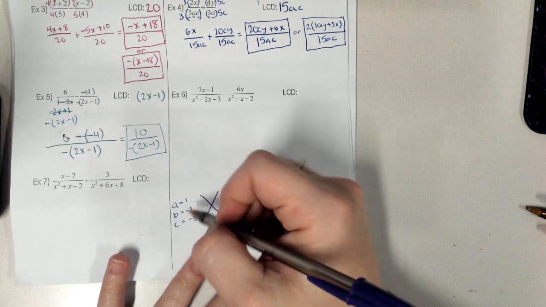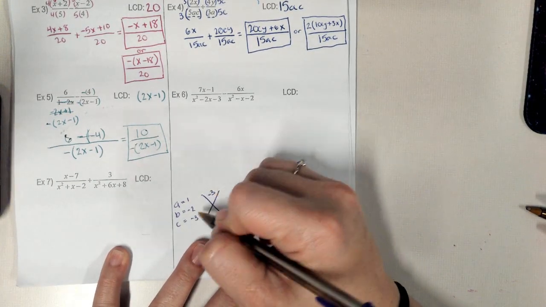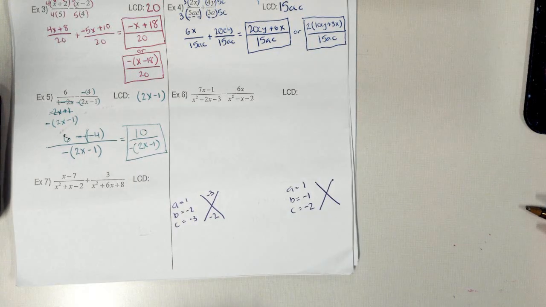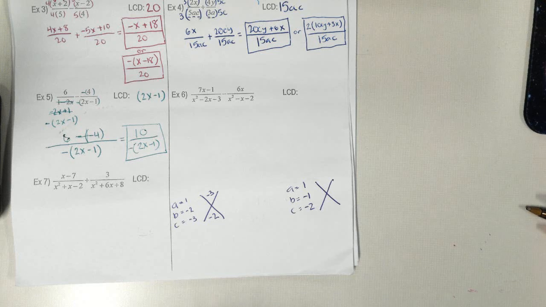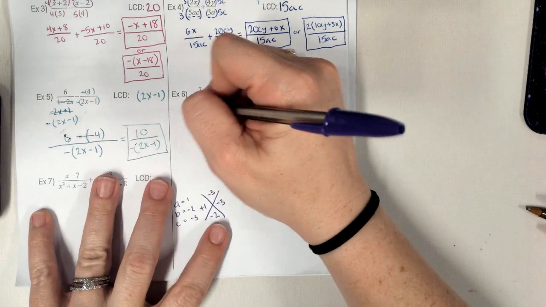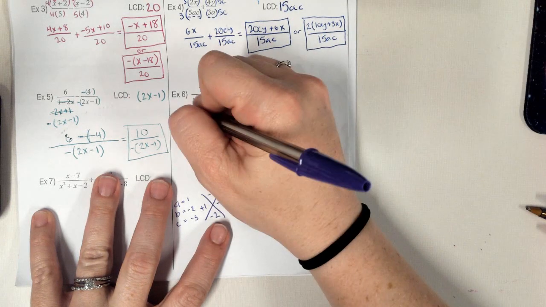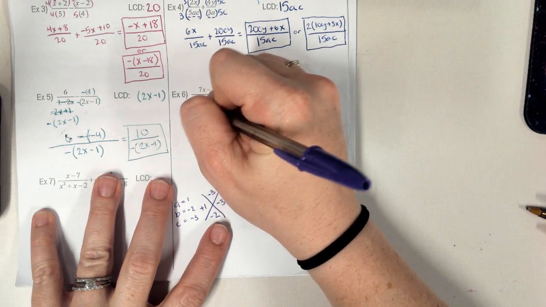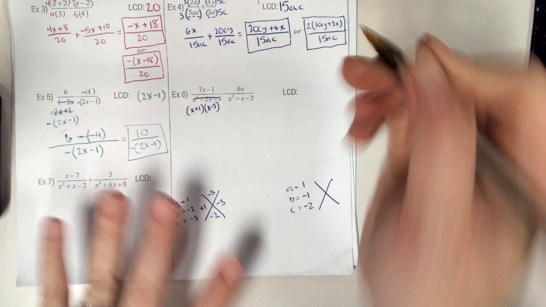So a times c on top, 1 times negative 3 is negative 3. b is negative 2. What multiplies to give you negative 3 and adds to give you negative 2? Negative 3. Yes, so positive 1, negative 3. So this denominator becomes x plus 1, x minus 3.